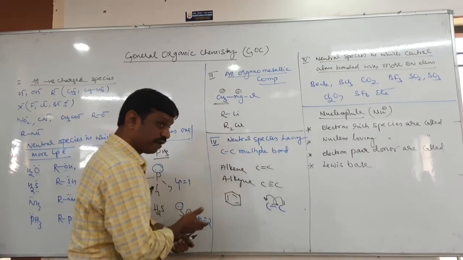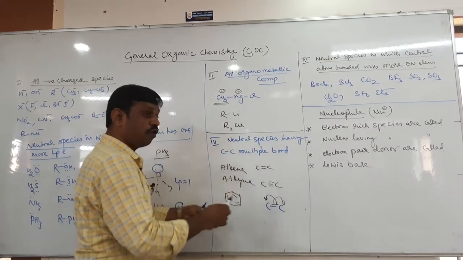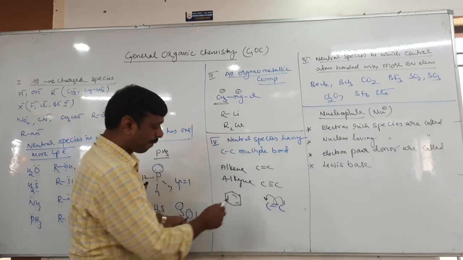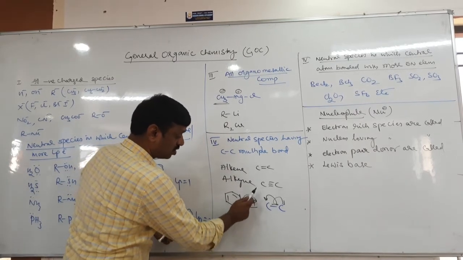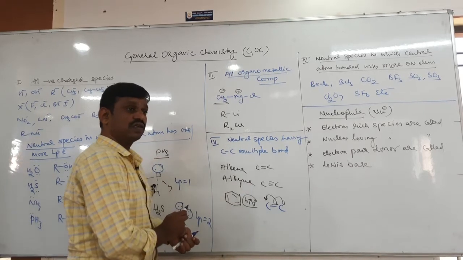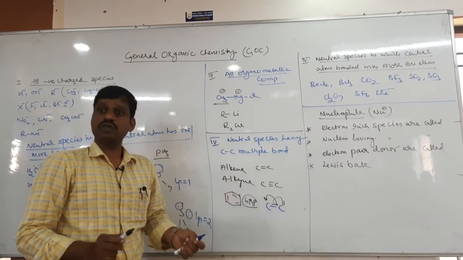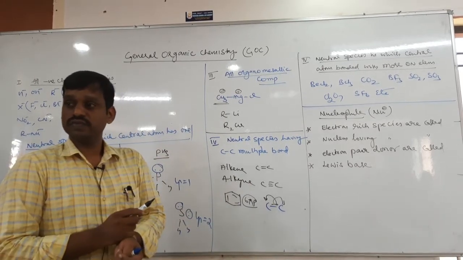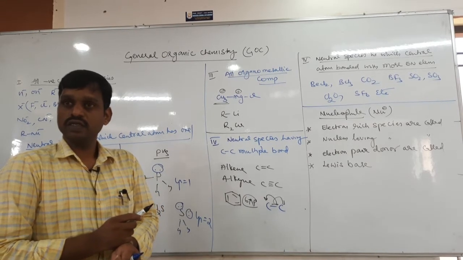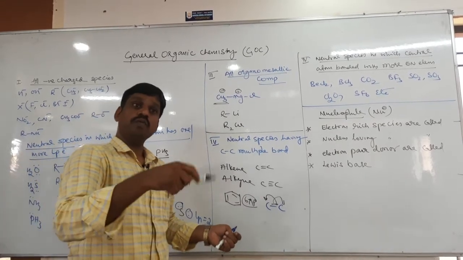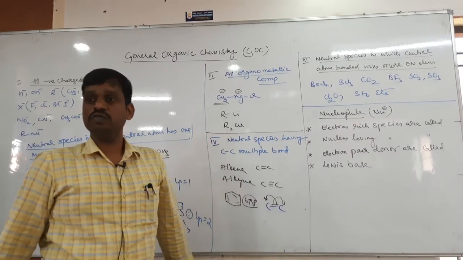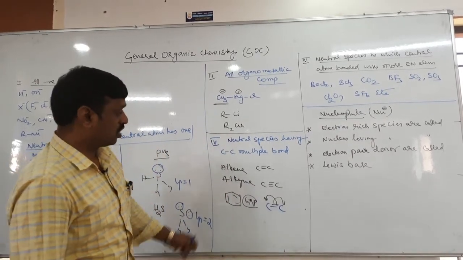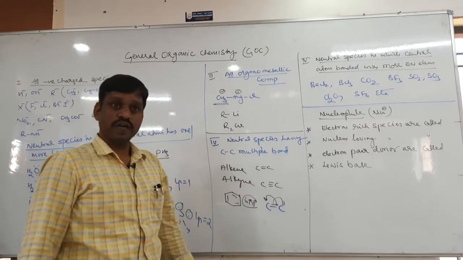Now the benzene ring. The benzene ring is full of electrons. How? There are 6 pi electrons. This molecule has 6 pi electrons. That is why the benzene ring is called electron rich. Therefore, if there are one or more pi bonds, all those molecules are nucleophiles. So these are the important nucleophiles.